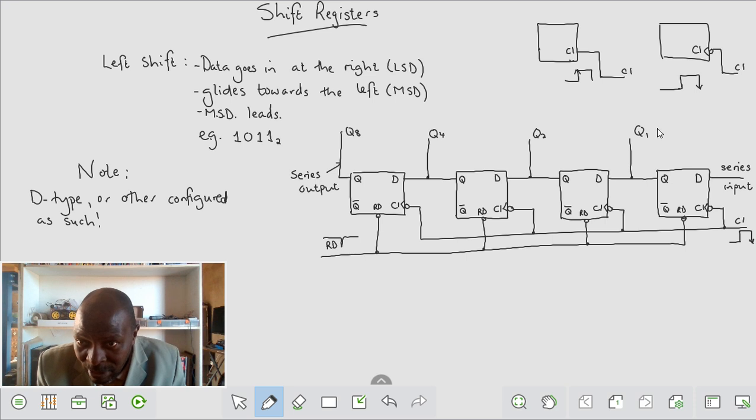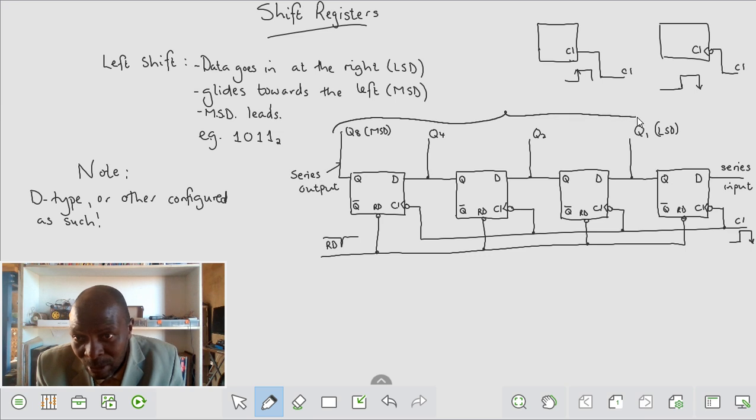Remember, this is our 2 to the power of 0, which is our LSD. This is our 2 to the power, the highest. In this case we only have 4, so this is our MSD here. This will be 2 to the power of 3 in this case, but there could be more depending on how many bits you're actually dealing with. So this information can also be read out there as a parallel.